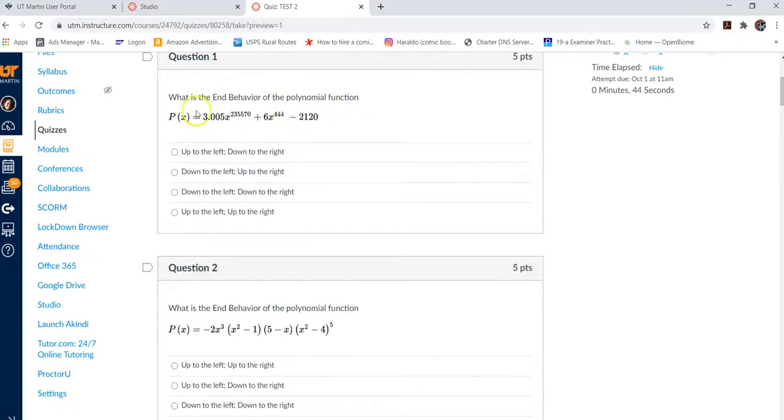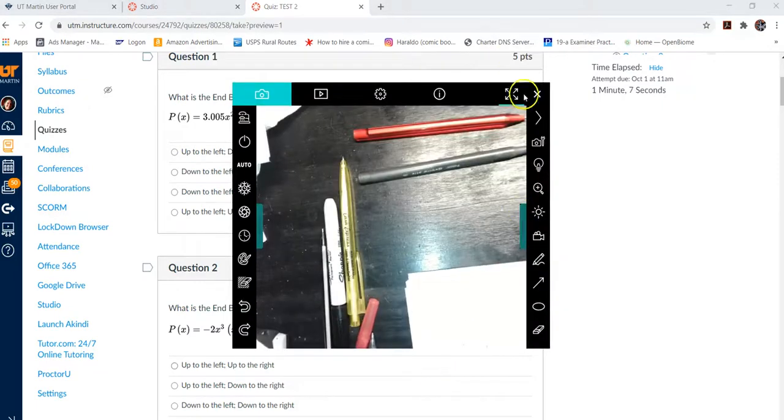What is the end behavior, question 1 of this? The end behavior is determined by the leading term. And so here is our leading term. So I'm going to write that down on my piece of paper. The leading term is 3.005 x to the 235,570.